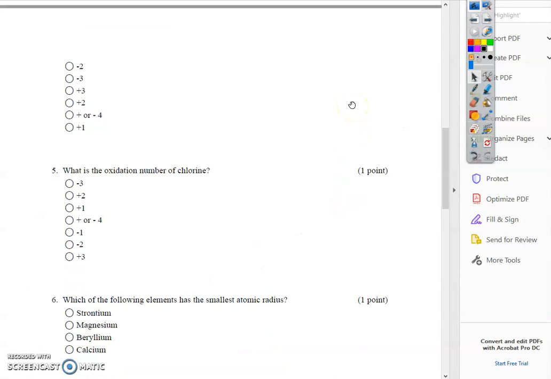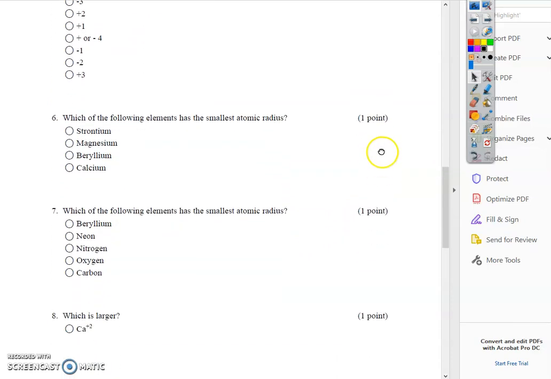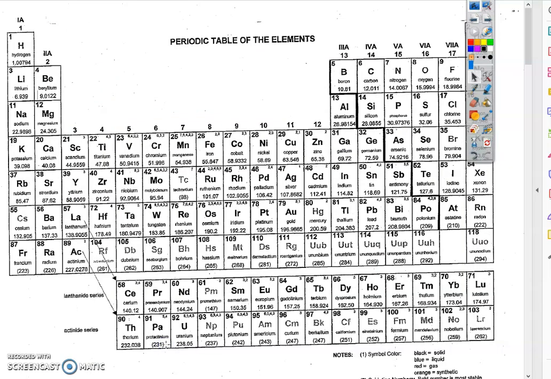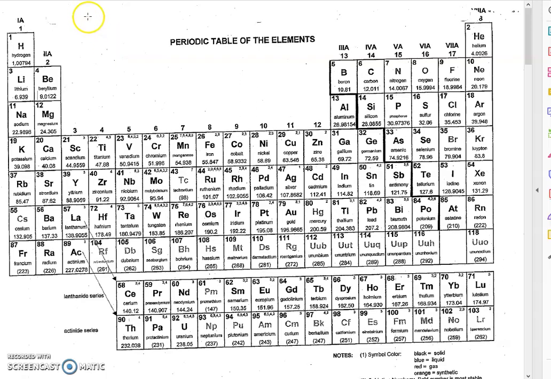So oxidation number of chlorine, that was a halogen, so that was in the -1 column there. The smallest atomic radius, so we're going to go back to the periodic table and look at some trends here. When you're looking at trends on the periodic table, the ones that come up on this review are atomic radius and ionization energy, but there were a couple other ones. So as you move down a column on the periodic table, the atomic radius increases. And what's going on there is you're adding more and more energy levels, so it's just getting bigger and bigger.